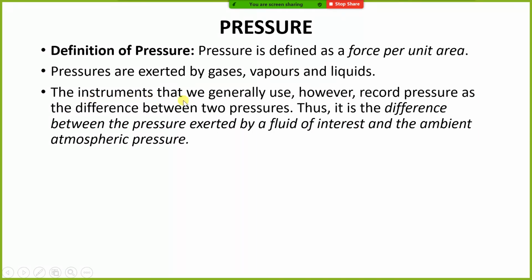The instruments that are generally used, however, record pressure as a difference between two pressures. Thus, it is the difference between the pressure exerted by the fluid of interest and the ambient atmospheric pressure. The device used to measure pressure is called a pressure gauge. A pressure gauge gives zero reading at atmospheric pressure.